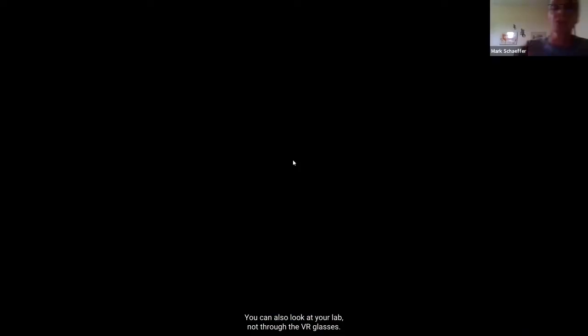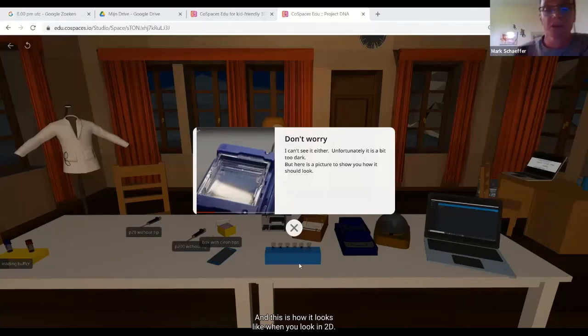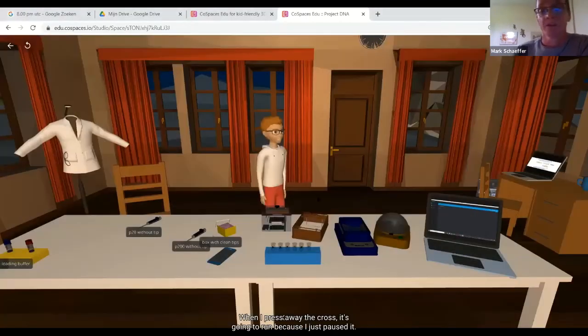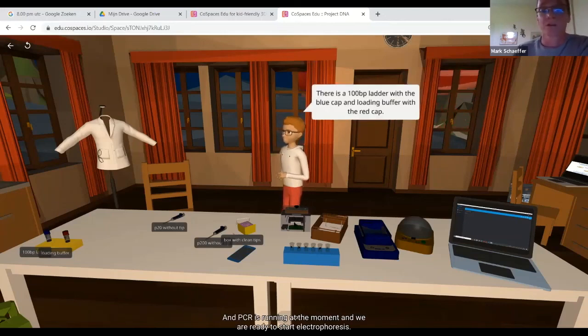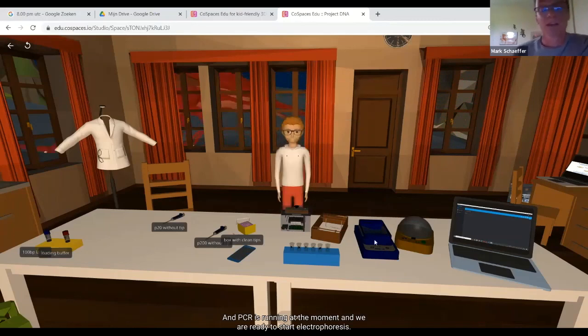This one. You can also look at your lab not through the VR glasses, and this is how it looks when you look in 2D. When I press the cross, it's going to run, because I just paused it. This is a guy called Gregory, and he wants you to do some experiments, and a PCR is running at the moment, and we're ready to start an electrophoresis.